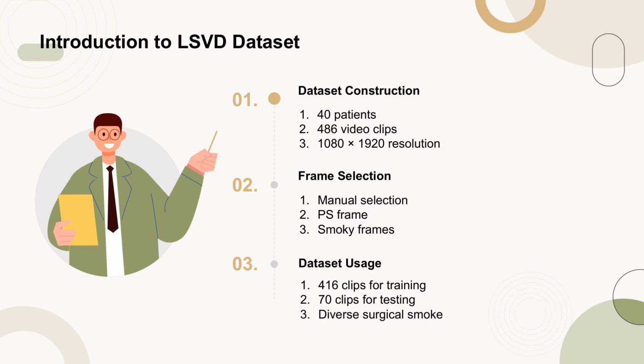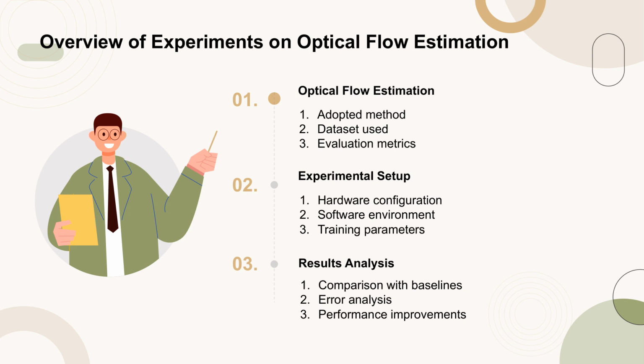The dataset is divided into 416 clips for training and 70 clips for testing, covering a variety of real-world surgical smoke scenarios. In this section, we discuss the experiments conducted for optical flow estimation. The method adopted for this task is detailed, along with the dataset used and the evaluation metrics employed. The experimental setup includes the hardware configuration, software environment, and key training parameters. Finally, the results are analyzed, comparing them with baseline methods, examining error sources, and highlighting performance improvements.